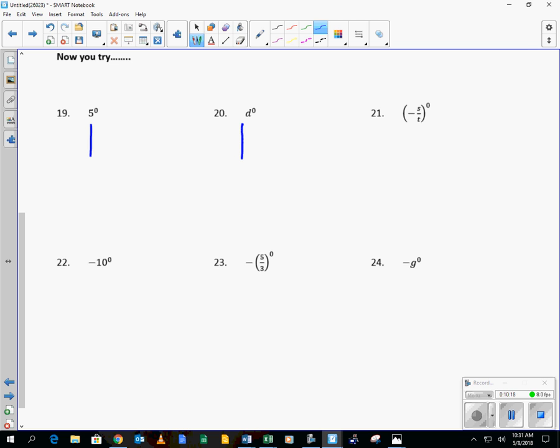Anything to the 0 power is 1. The negative is on the inside. Here the negative is on the outside, so it's negative 1. Again, the negative is on the outside. It is negative 1, and again, the negative is not being taken to the 0 power. It is negative 1. So the ones on top are all positive 1. The ones on the bottom are all negative 1.